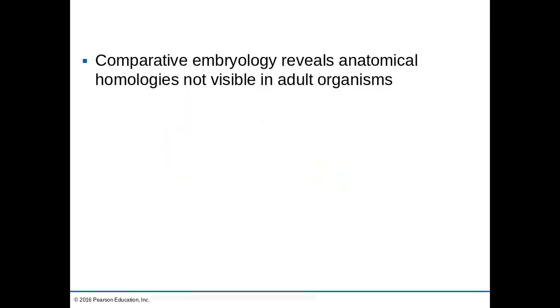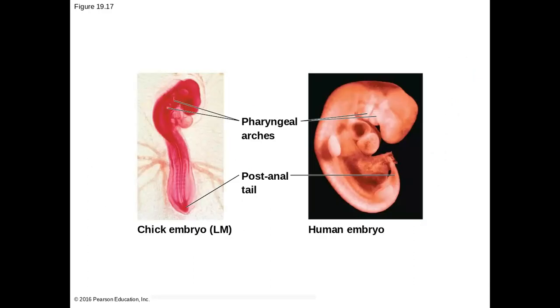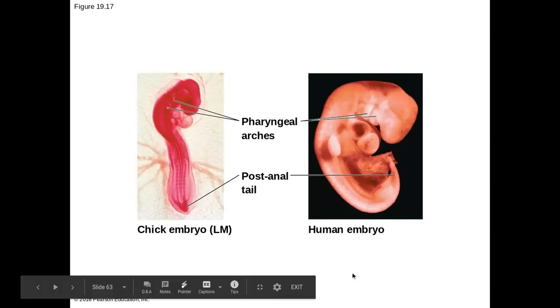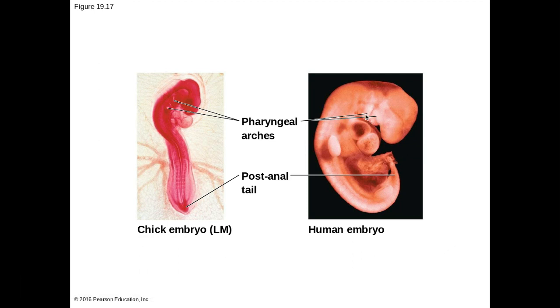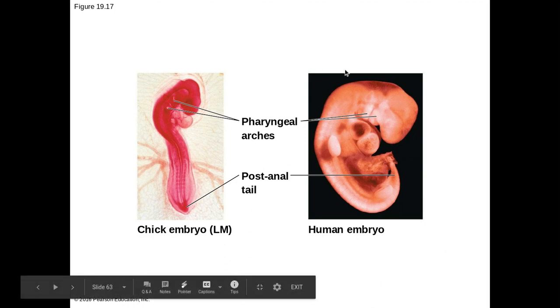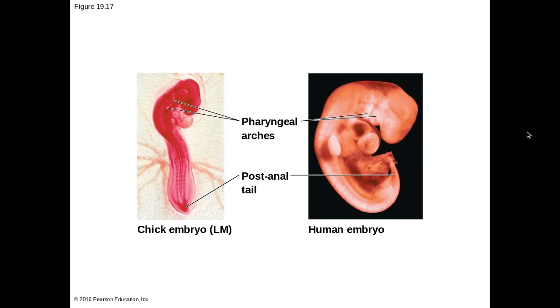We can also use comparative embryology to see anatomical homologies that aren't visible in adults. So if you compare a chick embryo with a human embryo, you can see both of them have these pharyngeal arches that are kind of like gills. Both have a tail. Obviously, a human, once they are born, looks very different than a chick, but at the very basic level during development, they look almost identical. You might not even be able to tell the difference between them.